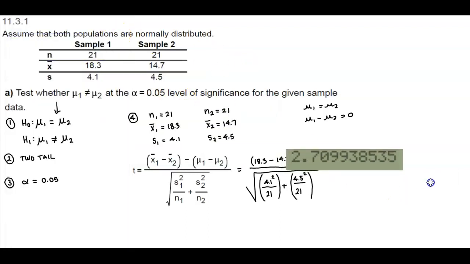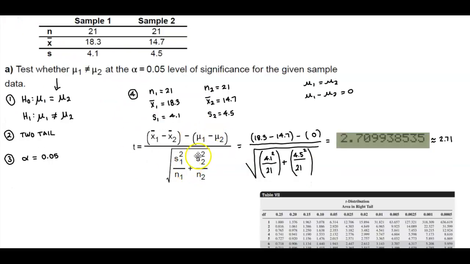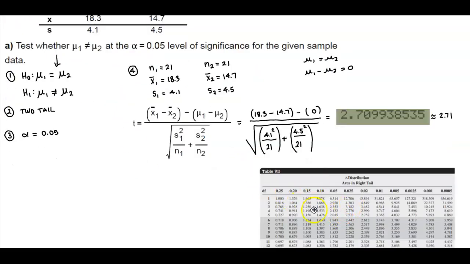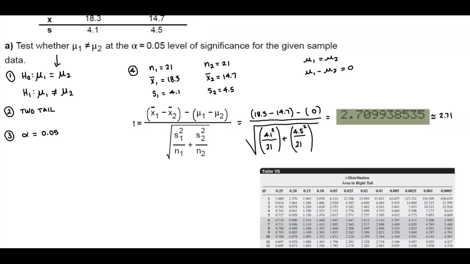Now we have that number, and we want to round it to 2 decimal places. So the test statistic is going to be 2.71. Now for this example, we need to use the t-distribution to find the p-value. The p-value is not going to be exact. But before we do that, let's draw our picture so that we know what this p-value is going to look like, because it's really important to see what the picture looks like.